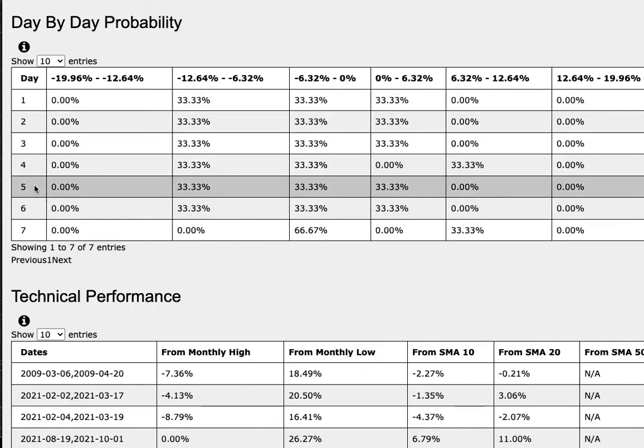As we progress to the fifth day of the week of trading, XOP has a 33% chance to climb between 0 to 6%. To the downside, it has a 33% chance to fall between 0 to negative 6%, and a 33% chance to fall between negative 6 to negative 13%.